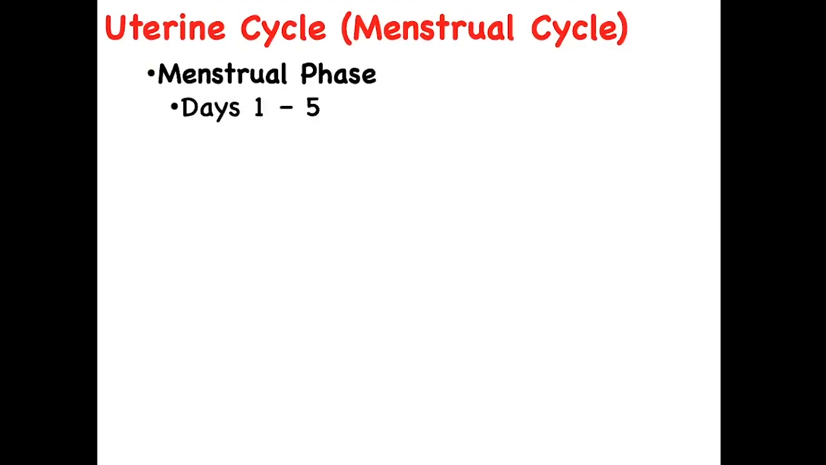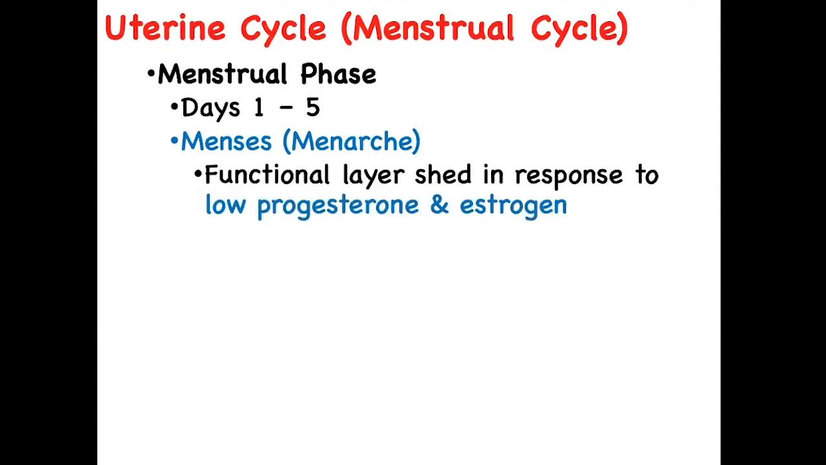During the menstrual phase, menses occurs. Menses is menstruation or a girl's period. A female's first menses is called menarche. During menses, the functional layer of the endometrium is shed in response to low progesterone and estrogen.